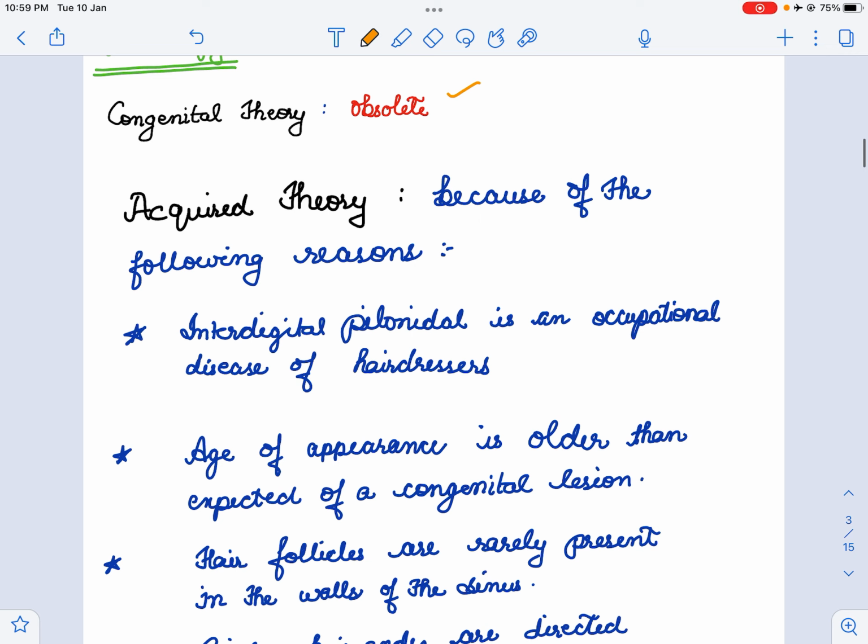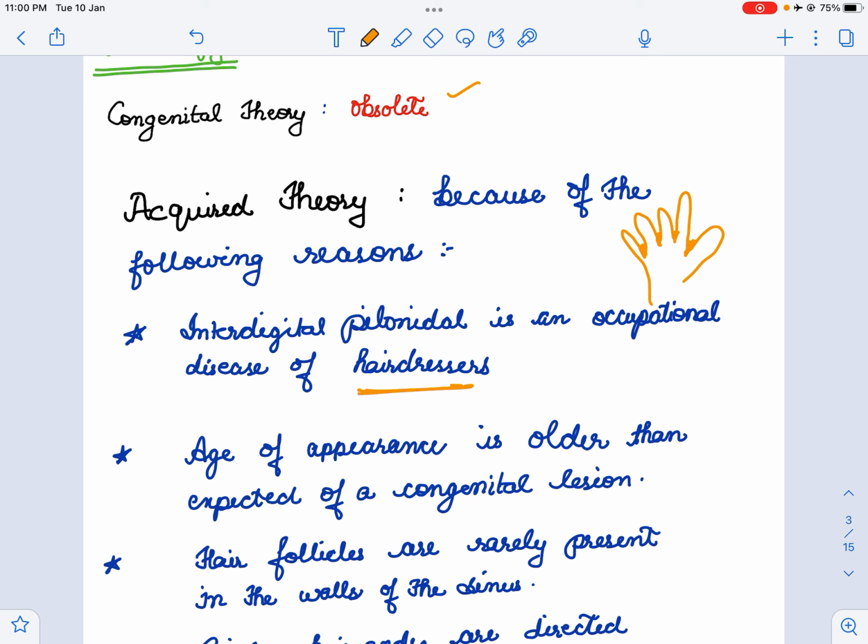Firstly, pilonidal sinus can also occur in between the digits. So supposing this is the hand, it can also occur over here in between the digits. Interdigital pilonidal sinus is an occupational disease which is present in hairdressers and barbers. So supposing it were not an acquired disease, if it were a congenital disease, it would not show an occupational predisposition. The very fact that it shows an occupational predisposition suggests that it is an acquired disease.